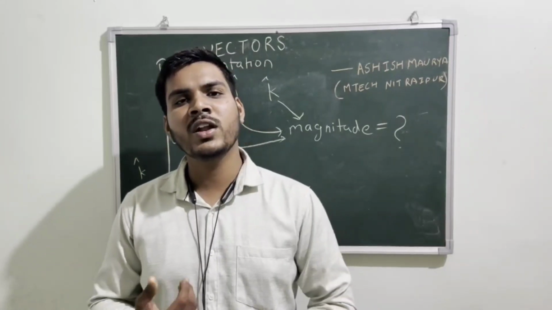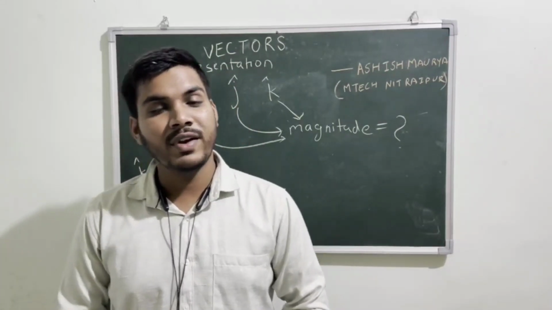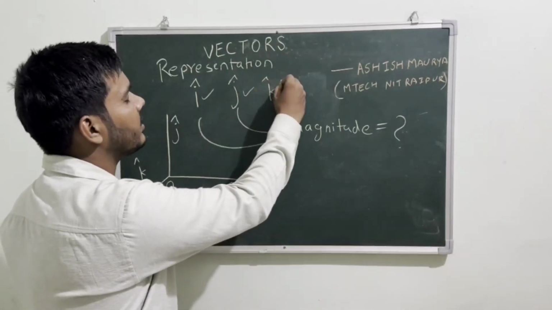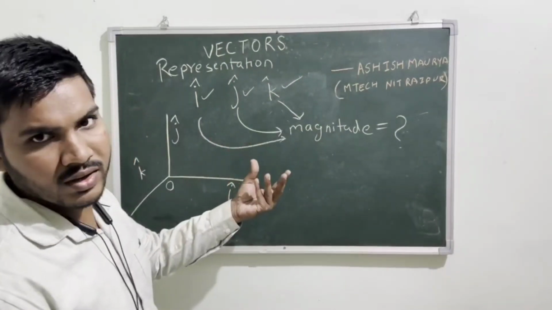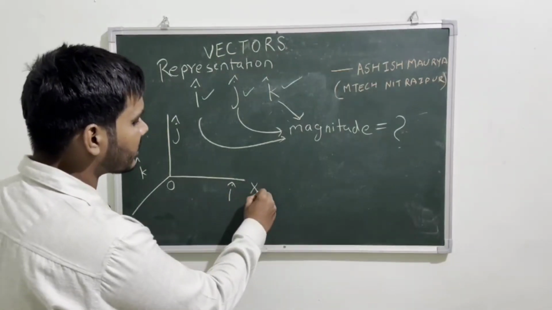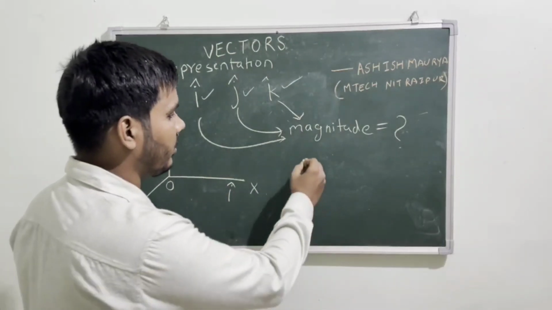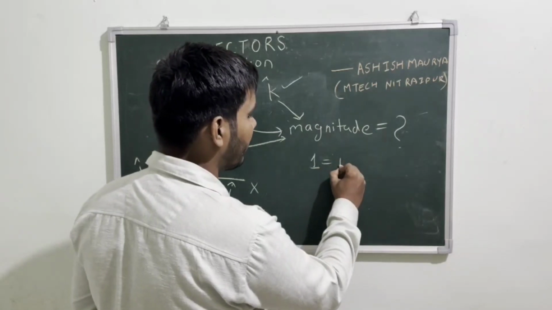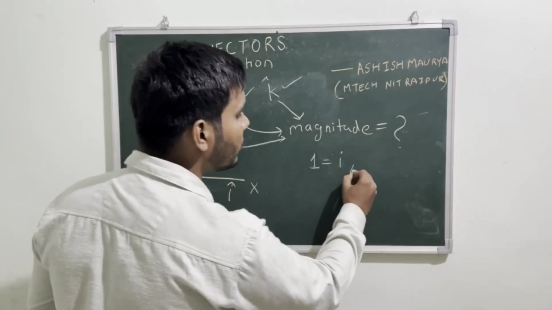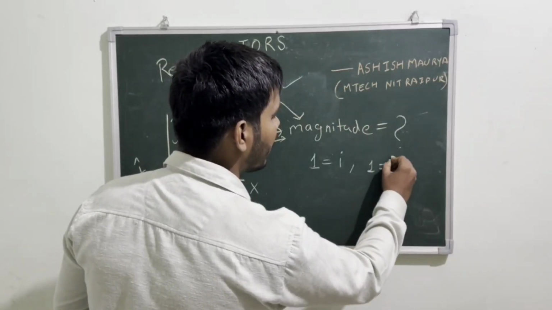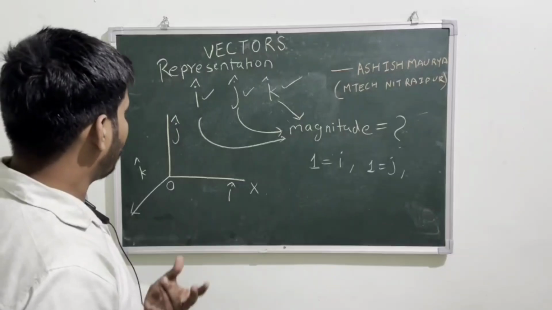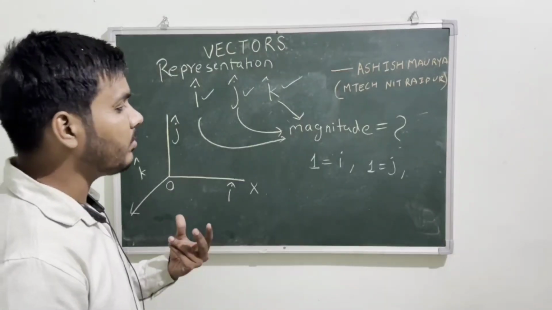Now we are going to learn about representation of vectors. Vectors are represented by three caps, that is i, j and k. What are their magnitudes and why are these only used? i represents the direction in X and it has magnitude of 1. Similarly, j represents the direction of Y and it also has magnitude of 1. Similarly, k represents the direction of Z and it has magnitude of 1.